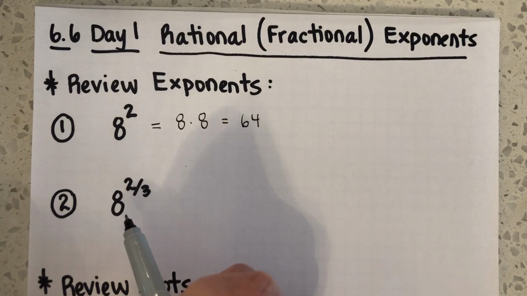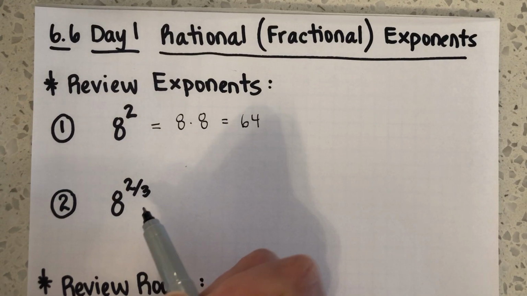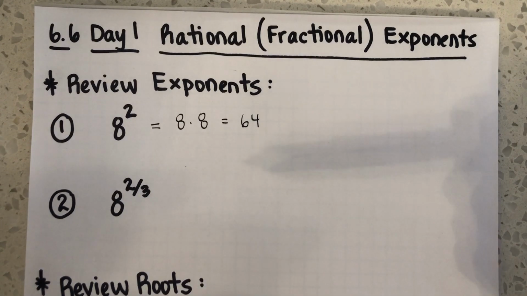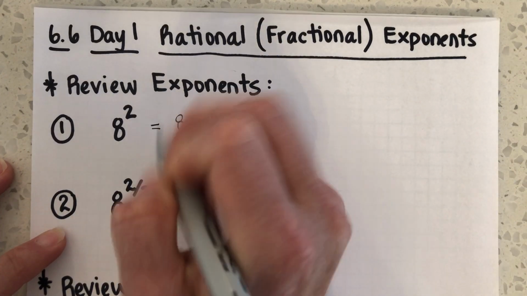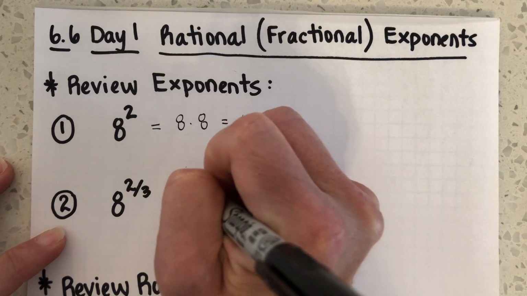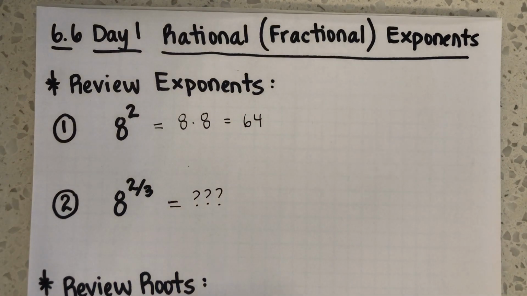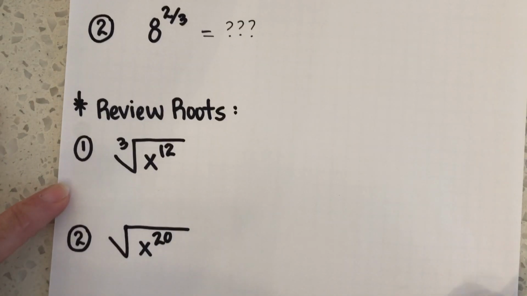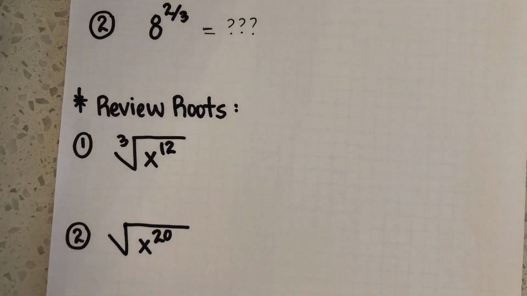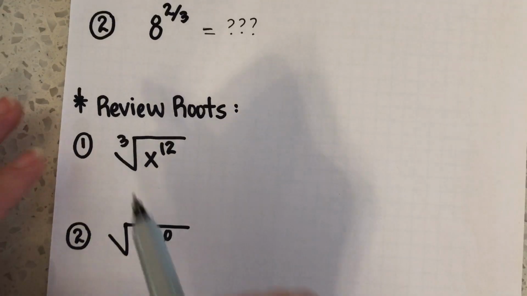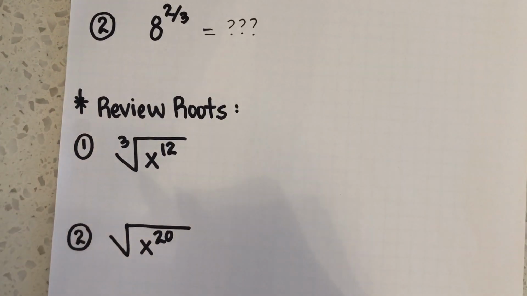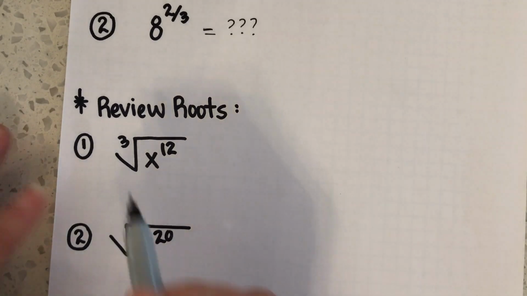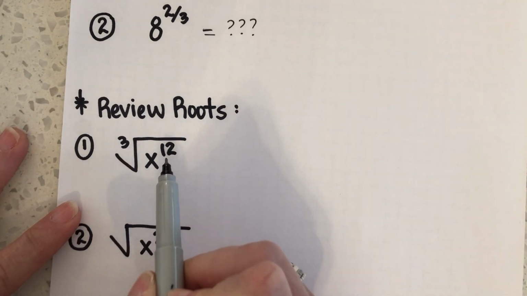And you kind of already know how to fix them based off of what we were doing with our third roots and our fourth roots and our fifth roots. So before we can answer this question, because we don't know really how to multiply 8 by itself 2/3 of a time, we have to review what we know about roots. Well, think about what you guys did last week when I asked you to simplify the third root of x to the 12th. We saw there is a shortcut to taking the root of an exponent.